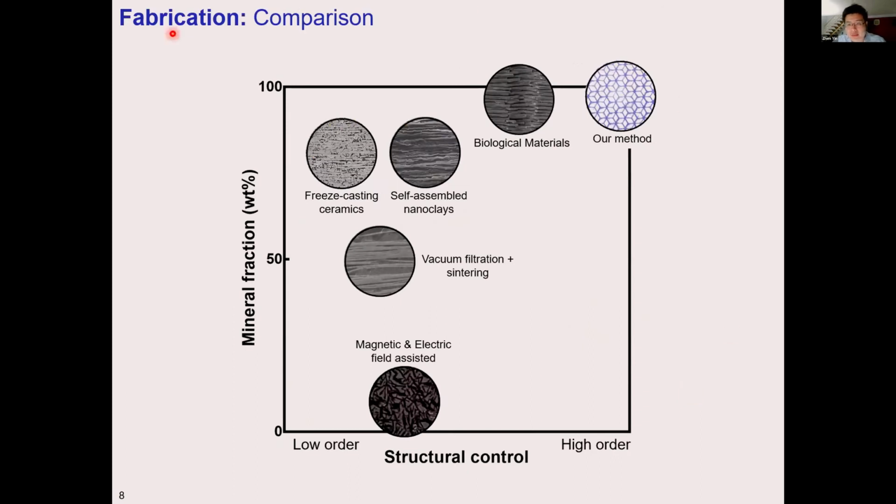So this is a general comparison of our method with other synthetic fabrication methods. Our method has highly controlled geometry and highly controlled structure, which is even better than biological materials. And our mineral content can be more than 90%, which is close to biological materials, but we also achieve very high deformability, which I will explain more in the future slides.